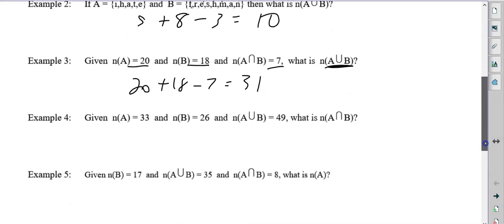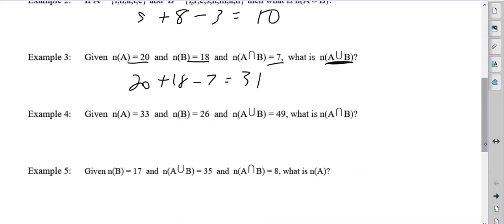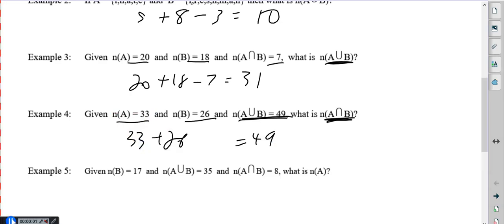Now, little curveball here. Example 4. Notice it's asking for the intersection, the overlap. We have the entire thing here, 49. So we know the 49 part. So we have A, which is 33, and we have B, which is 26, but we're trying to figure out the overlap. So it's called X. Little algebra thrown in there.